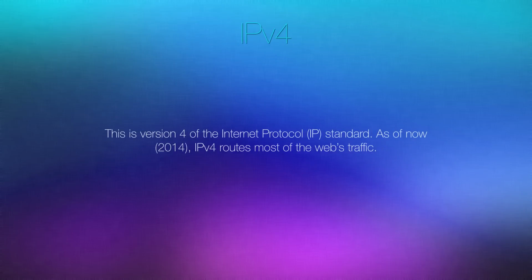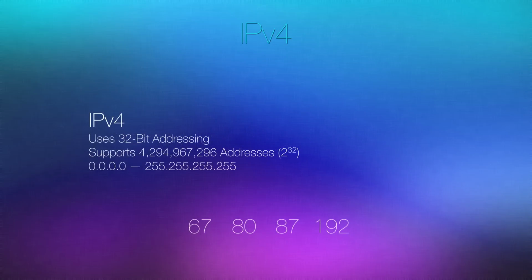So currently, we are using version 4 of this Internet Protocol standard. As of now, in the lovely year of 2014, IPv4 is responsible for routing most of the web's traffic. Internet Protocol version 4, or IPv4, uses what's called 32-bit addressing. 32-bit addressing means we can take about 4 billion values into account. Just like with a 32-bit operating system, that system can address about 4 billion bytes of RAM, for example, which is about 4 gigabytes. That same number applies in this context, but instead of memory management, it has to do with address permutations.